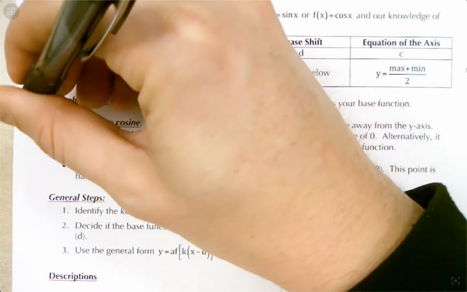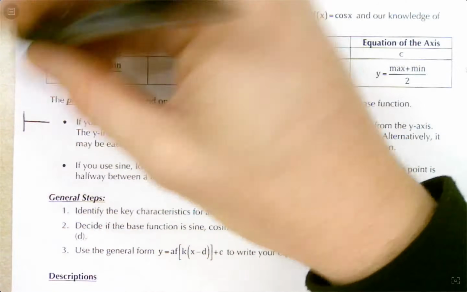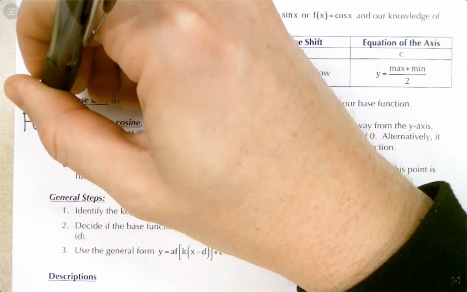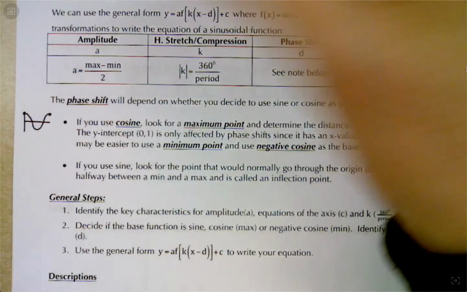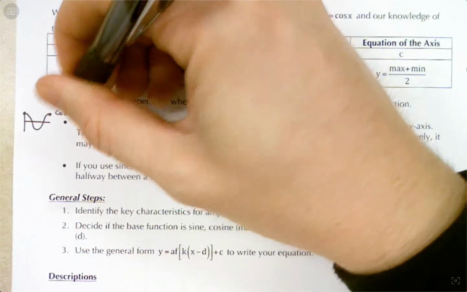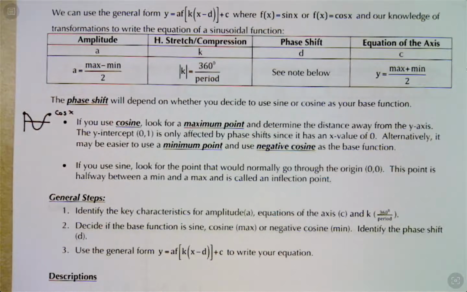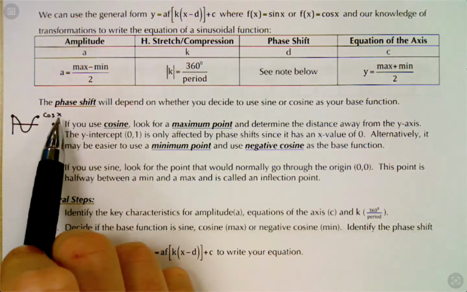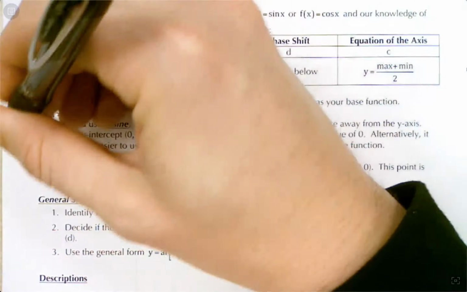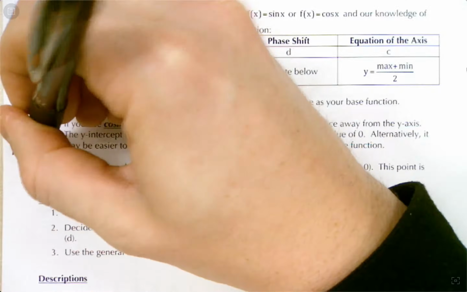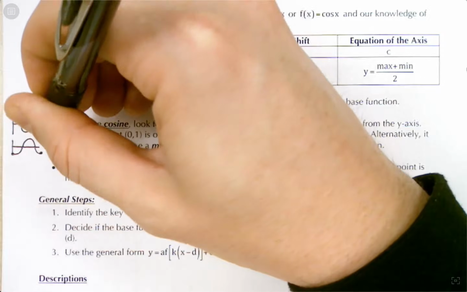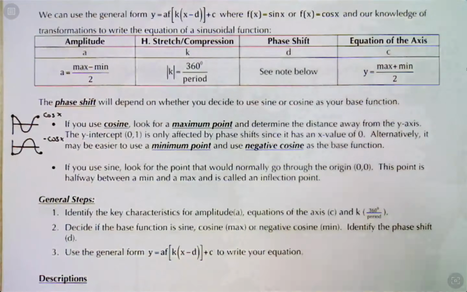Well, if we remember what cos looks like, cosine starts at a maximum, comes down, and goes back up to a maximum. That's what one cycle of cos looks like. So if your function appears to start at a maximum, you're probably going to use cos as your base function. If it starts at a minimum, you may use negative cos, just a vertical reflection of cosine.